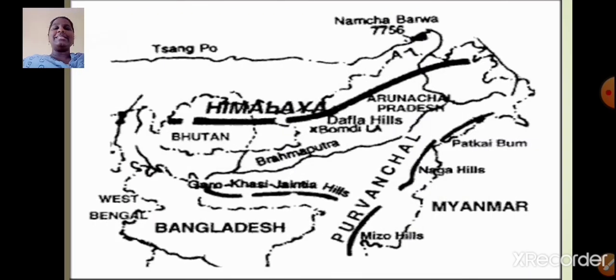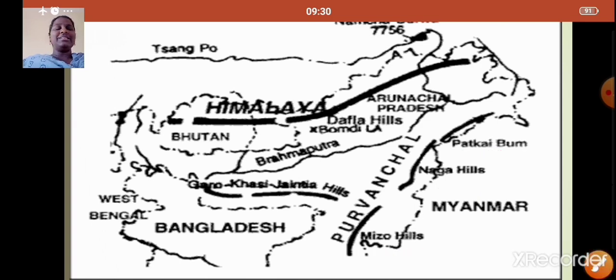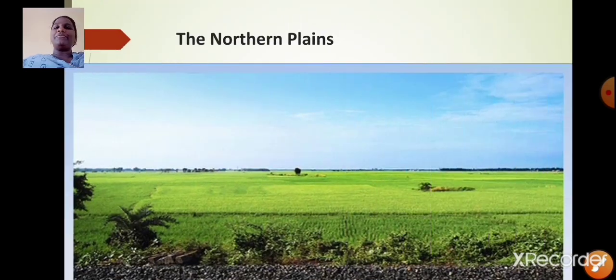Towards the northeast lie Purvanchal. Okay, it is also called the Eastern Himalayas. It comprises Patkai Hills, Naga Hills and Mizo Hills. Is that clear, students? Now let us move further. The Northern Plains.